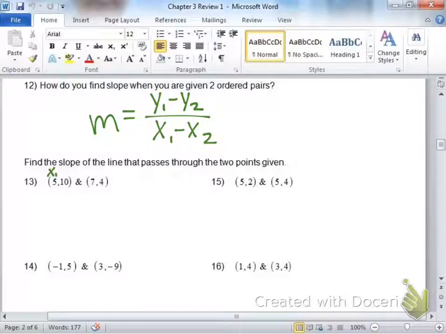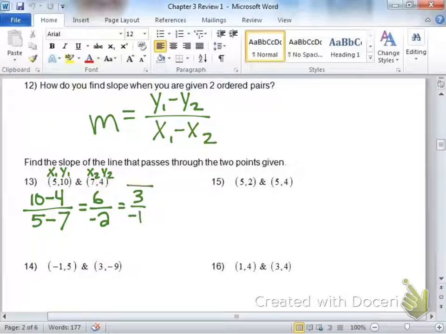So on number 13, I'm going to call this x1, y1, x2, y2. Y's on top, starting with y1, so 10 minus y2 is 4. On the bottom, we start with our x1, so 5 minus x2 is 7. So on the top, I get 6. On the bottom, I get negative 2. And that will reduce to negative 3, or 3 over negative 1, or negative 3 over positive 1. Just depends where you want to put that negative.